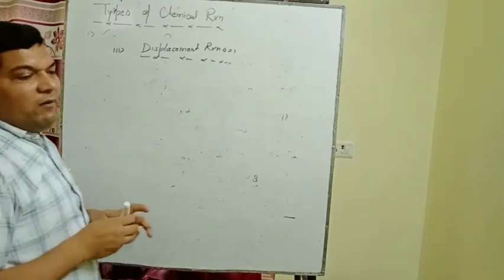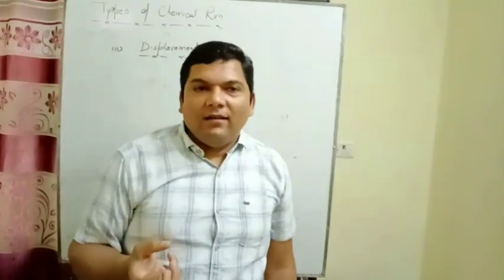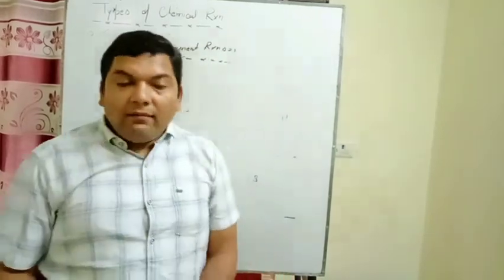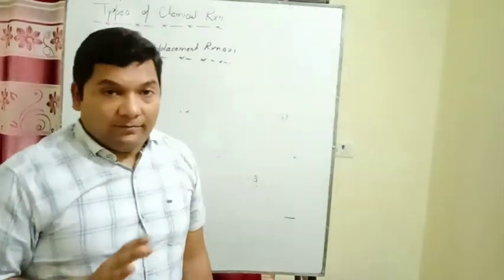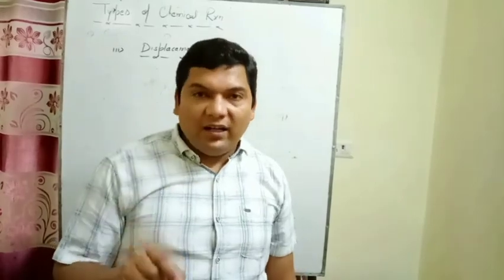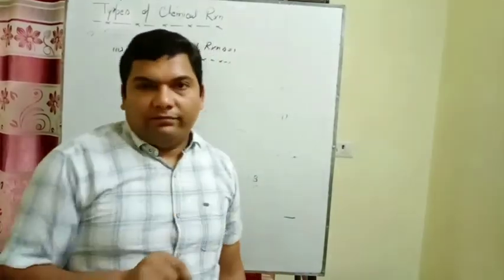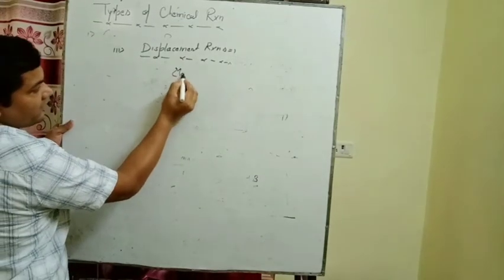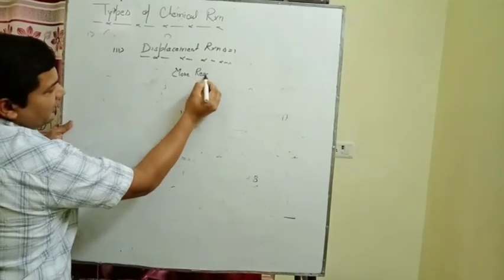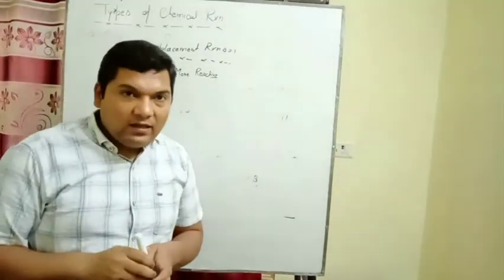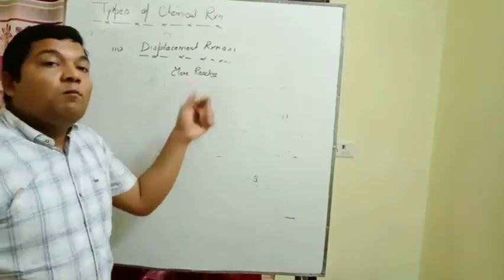Displacement. As the name indicates, we have to displace a certain substance by a certain substance. Generally, a displacement reaction occurs when a more reactive substance displaces a less reactive substance from its solution. Generally a more reactive substance. And I think in my previous lecture I explained which type is more reactive.